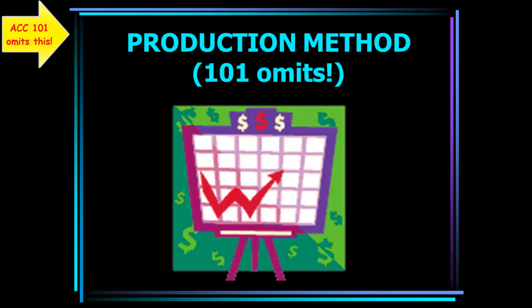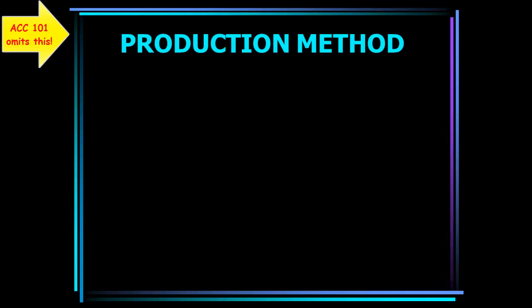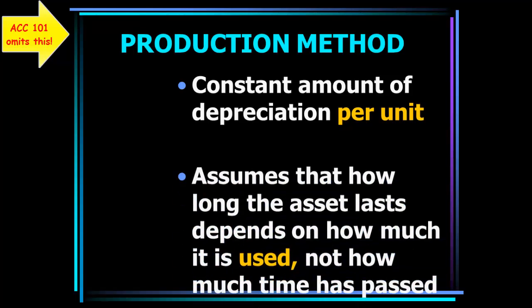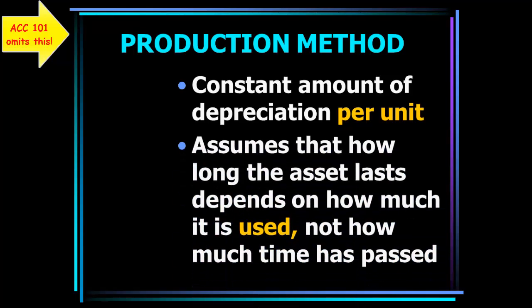Accounting 101 does not cover this next method, but we are going to cover it. The production method of depreciation. The production method of depreciation gives me a constant amount of depreciation per unit. The assumption here is that how long the asset lasts depends upon how much it's used. Not really the passage of time, but how much it's used.